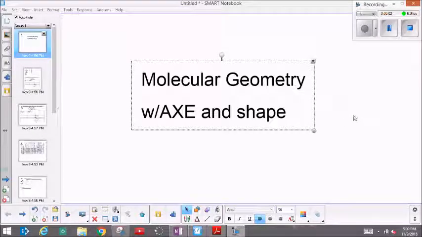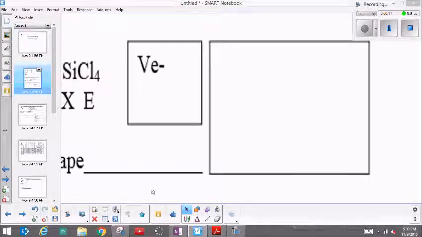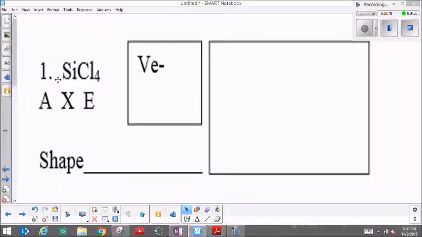This video is about molecular geometry, and it's going to explain how to make the basic structure and then determine with an AXE chart what shape that molecule is going to be. So let's take an example off of the worksheet, SiCl4. There are a set of rules, and the first rule is that the loner, which in this case is your Si, is all by himself. That's why I'm calling him the loner.